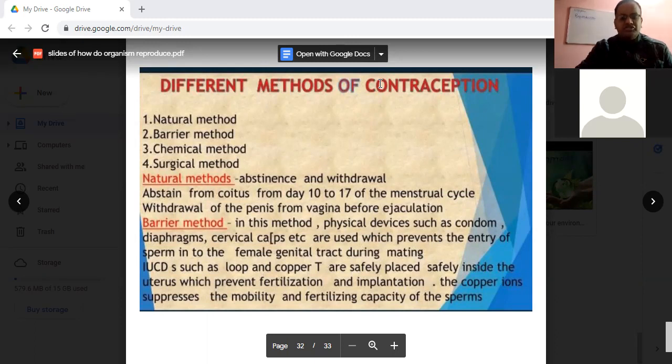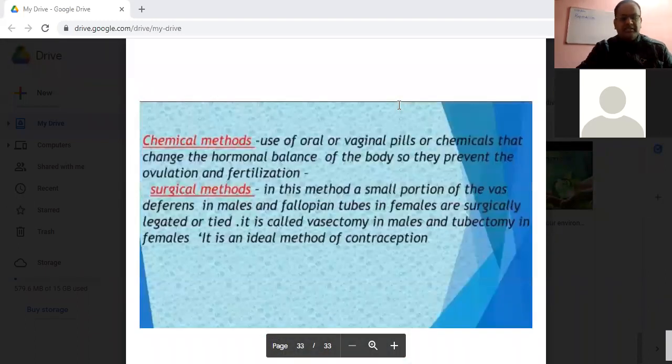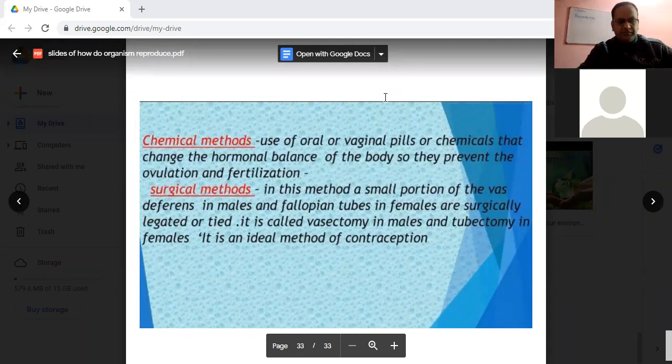How does it work? This copper T releases copper ions, which reduce the mobility of the sperm. Reduced mobility means the speed of the sperm, or the fertilizing capacity of the sperm, is reduced. Okay, is the barrier method clear to you, students? Is there any query about the barrier method? Yes, is the barrier method of contraception clear to all?